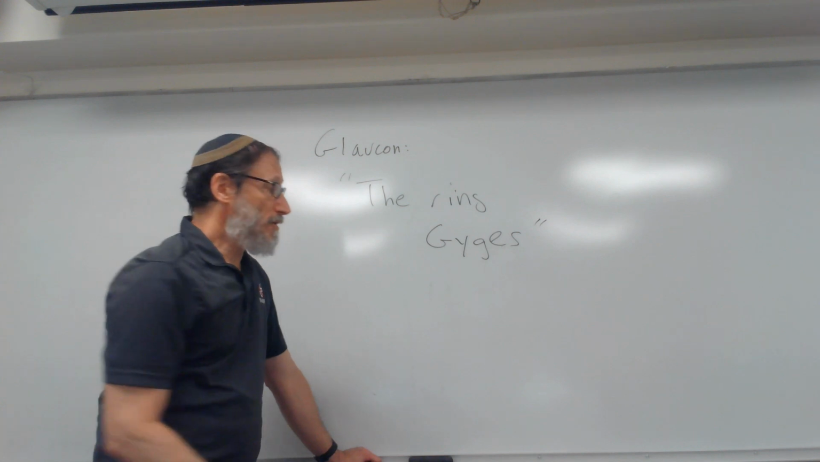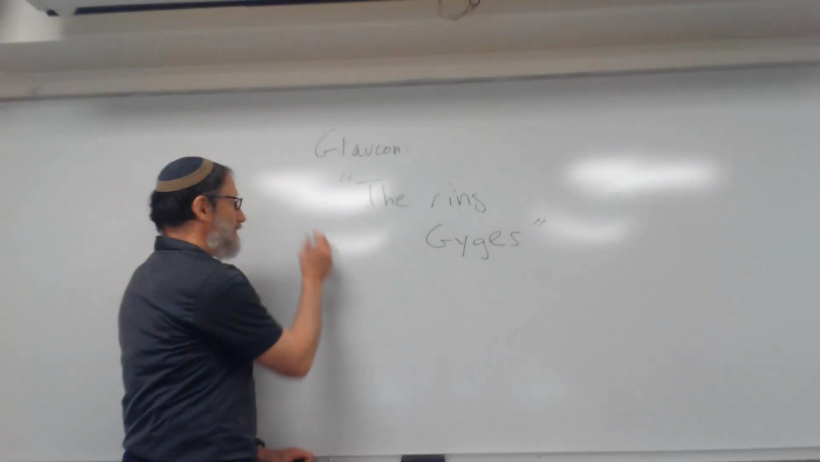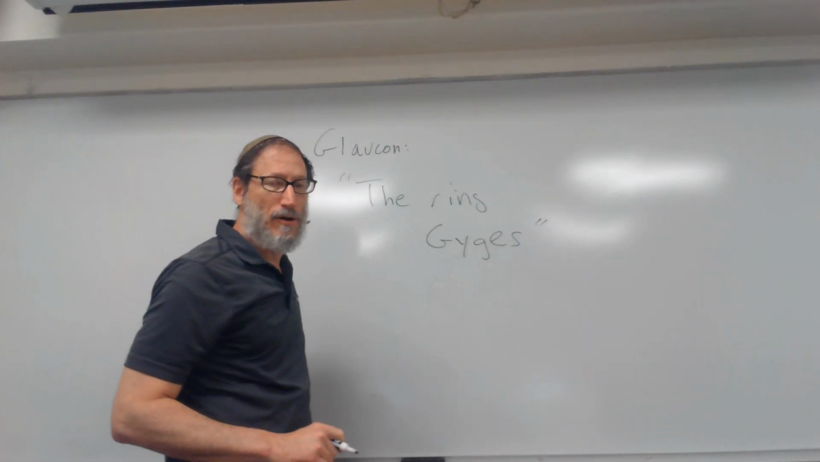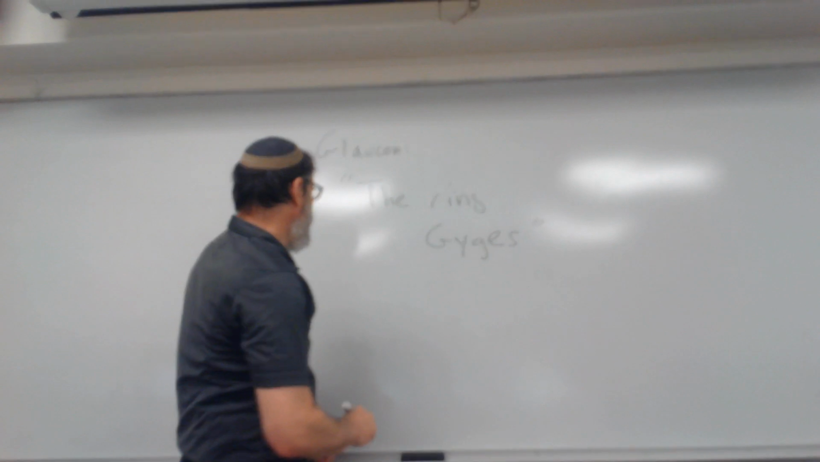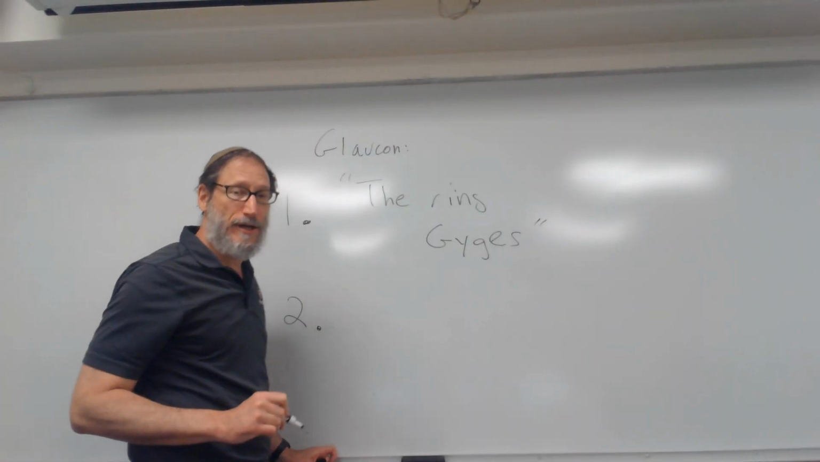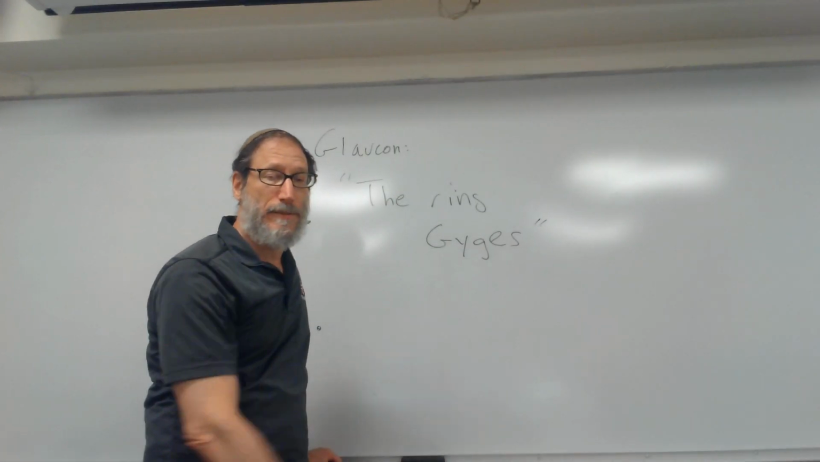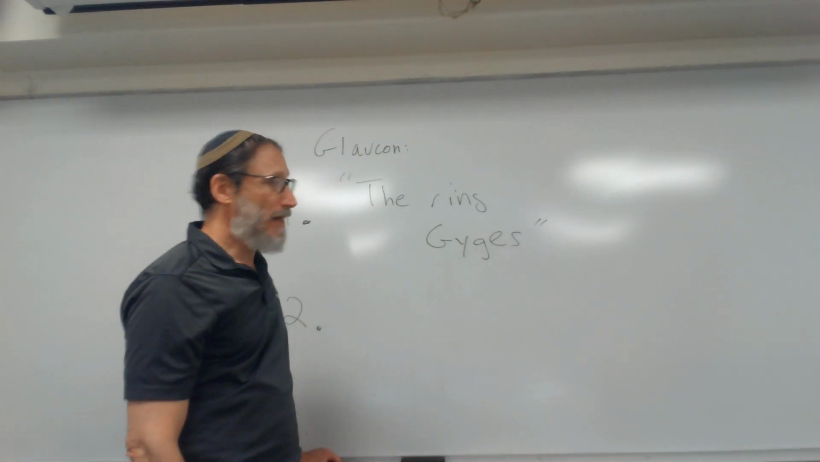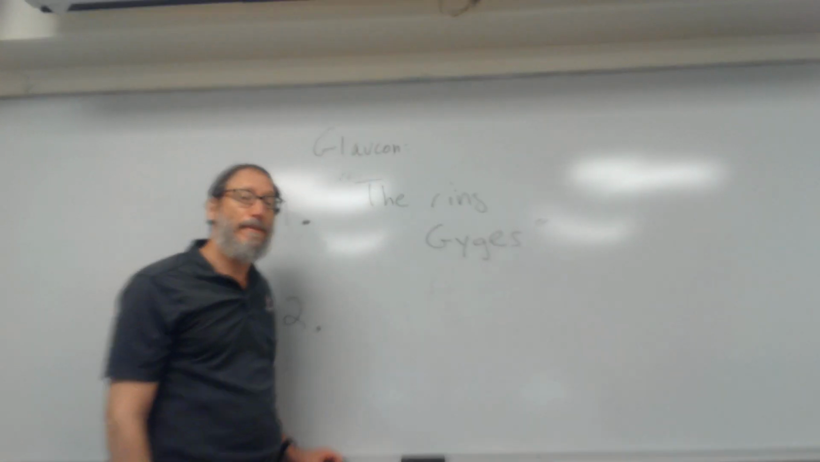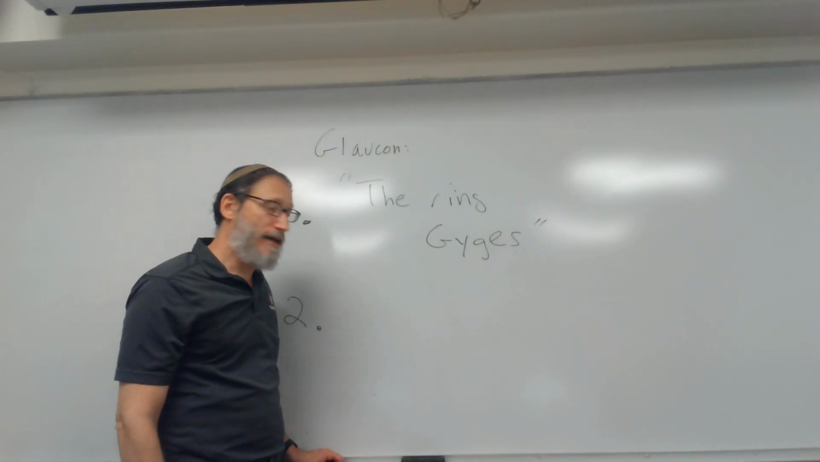So Glaucon's argument doesn't stop there. What we're going to do is say that this is step one in Glaucon's argument. And then there's a step two, okay? And if you did the reading, you'll see that after having described the story of the ring, Glaucon then goes on to make a claim about human beings. Okay? What is that claim?